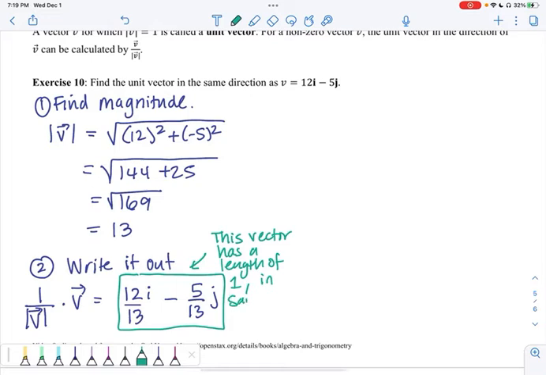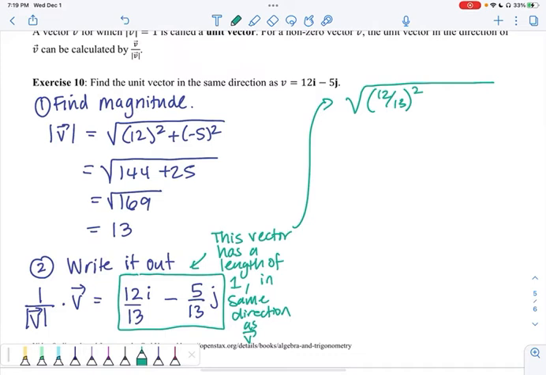So this vector has a length of 1, and it's in the same direction as v. Well, let's show that that is true. So let's calculate the magnitude of this vector. Well, the magnitude of this vector would be the square root of 12 over 13, that whole thing squared, plus negative 5 over 13, and this whole thing squared.